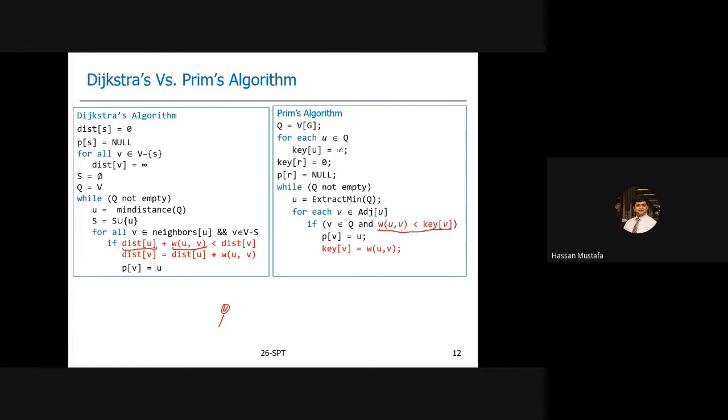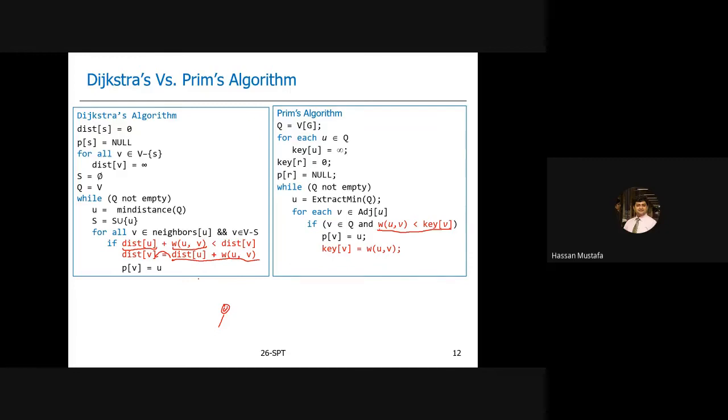Okay, that's one difference. And then the second difference is, of course, that if the new cost, compared with the current cost, is smaller, then we update it and we save this new cost in the distance of the current vertex. So that's the only difference between Prim's algorithm and Dijkstra's algorithm.